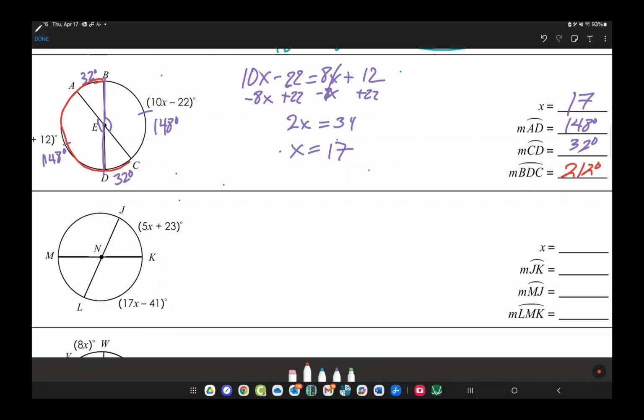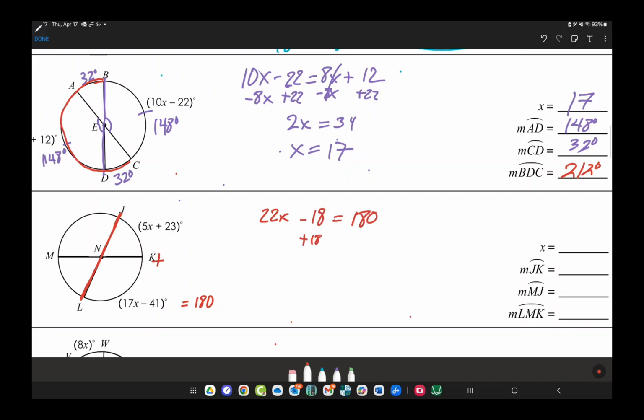So since this is the diameter, again, because we know the diameter, this is a semicircle, so the sum of these has to add up to 180. So add these together, 22x and 23 minus 41, minus 18 equals 180.